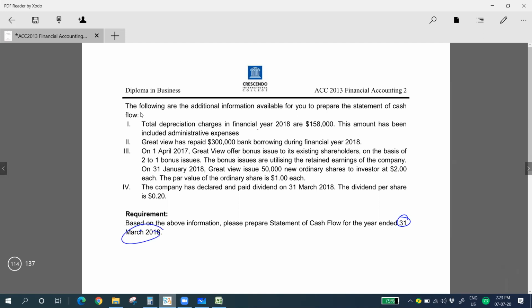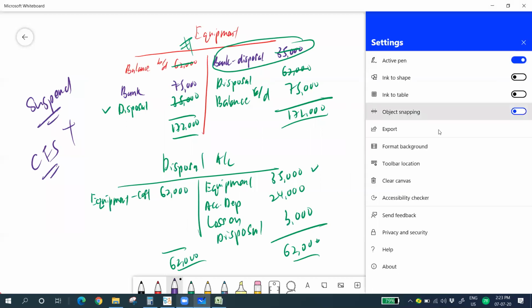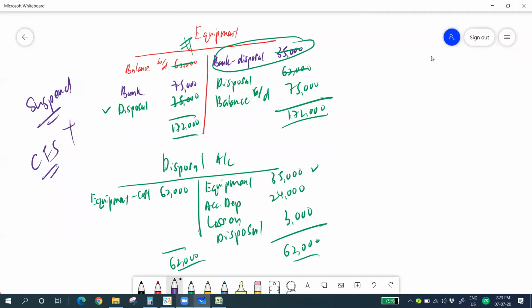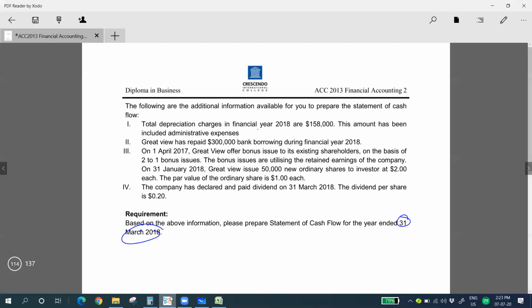All right. So we have to do a working. So let me clean out this first. All right. So this is home exercise 7.3. So the first adjustment that we are going to do is what? It's talking about the depreciation. Total depreciation charges in the financial year 2018 was 158,000.